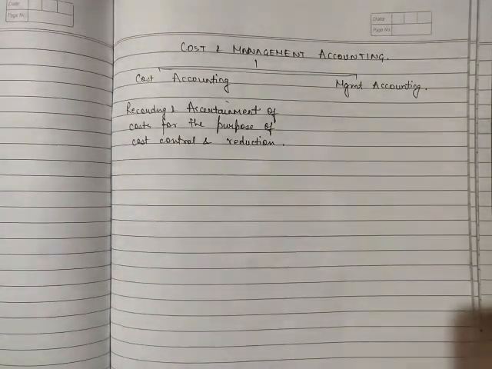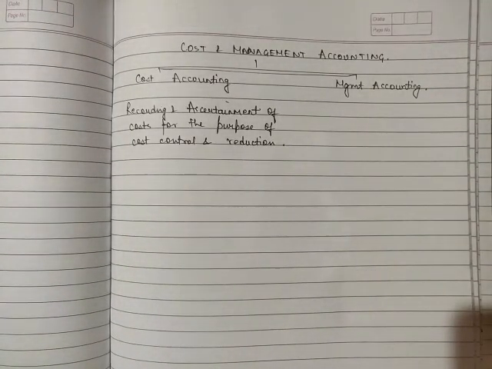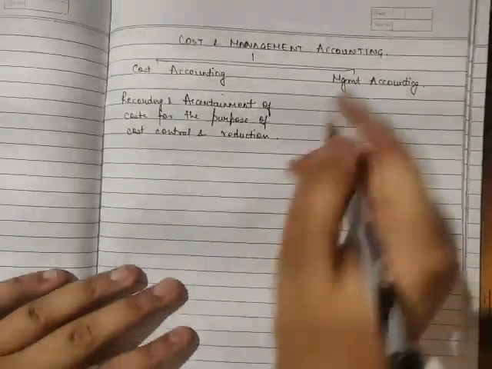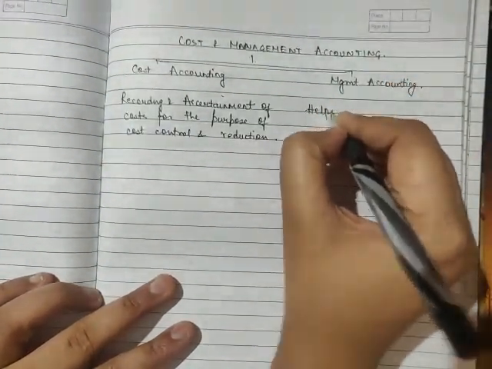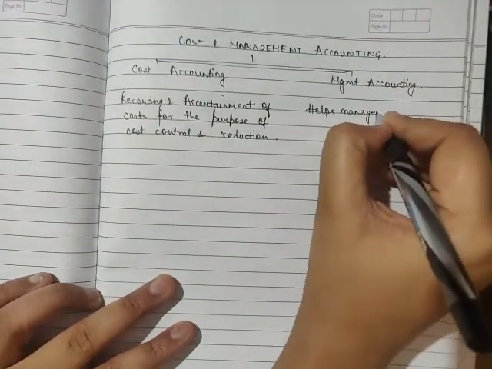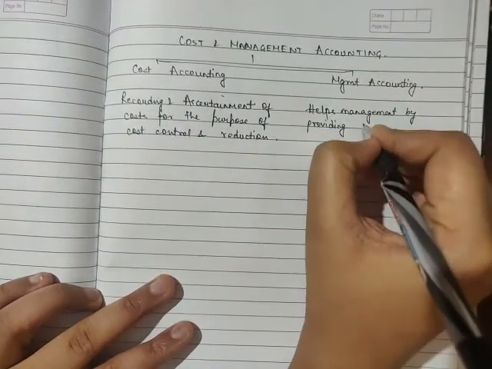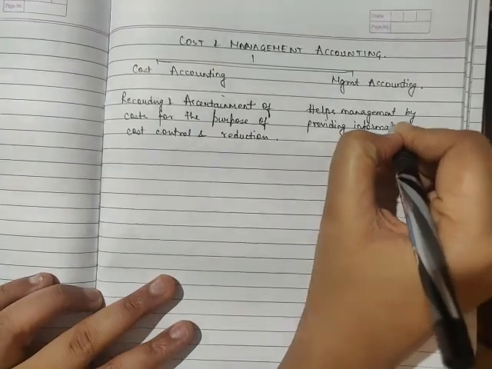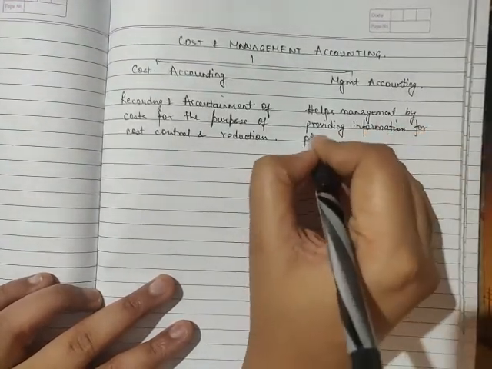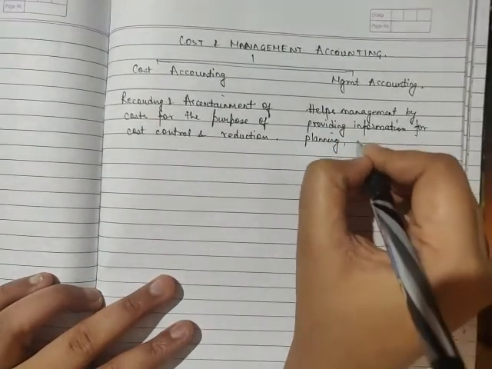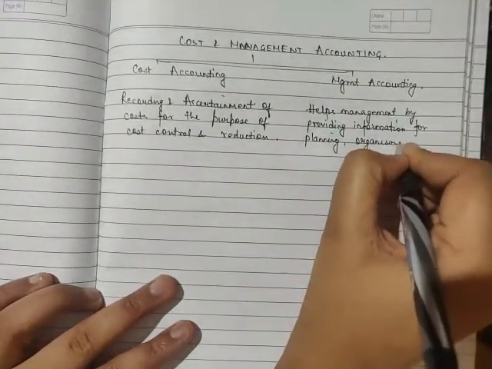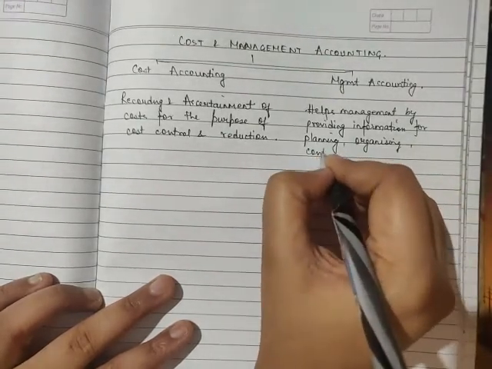All these ratios, comparative statements, budgets, etc., help the management in decision making, which financial reporting alone cannot provide. So, management accounting is a subfield which helps management by providing information for planning, organizing, controlling, etc.